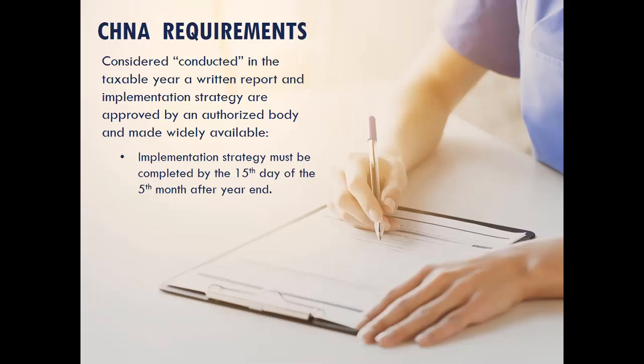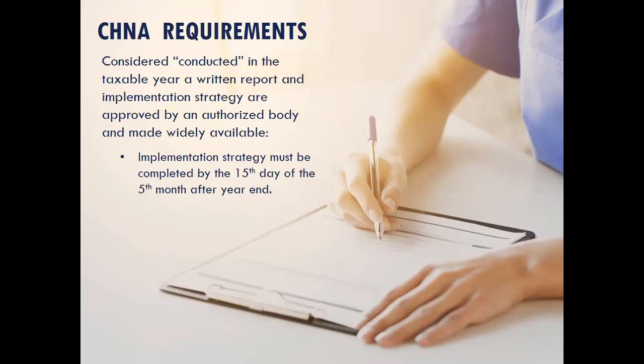So if you're a calendar year taxpayer and 2019 is your next year that you have to have your assessment completed, you need to have your report approved and posted on your website by December 31st, and you have to have your implementation strategy approved and either posted on your website or attached to your tax return by May 15th.